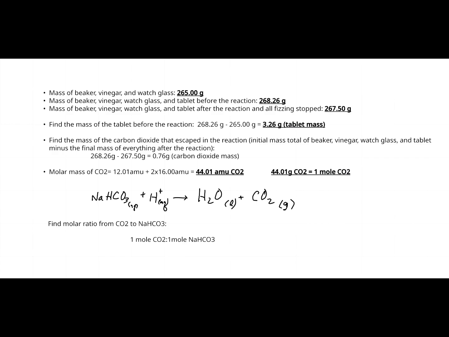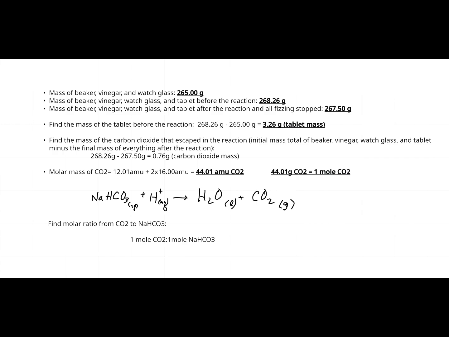Lastly, I took the mass of the beaker, the vinegar, the watch glass, and the tablet after the reaction was complete and all the fizzing stopped, and I put the mass there in that third line. Now, it wanted us to find the mass of the tablet before the reaction, so I took the total weight of everything in line 2, the beaker, vinegar, glass, and tablet before the reaction, and took it away from the beaker, vinegar, and watch glass without the tablet. That difference gives me the mass of the tablet, which was 3.26 grams.